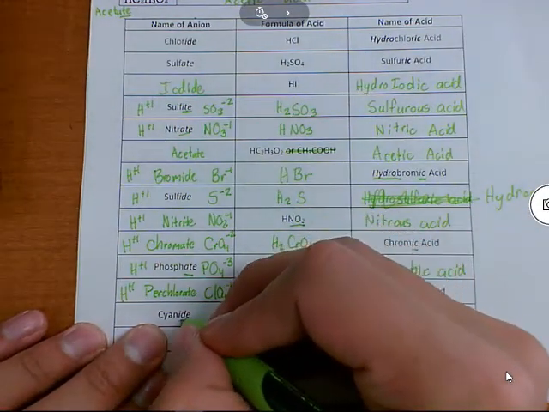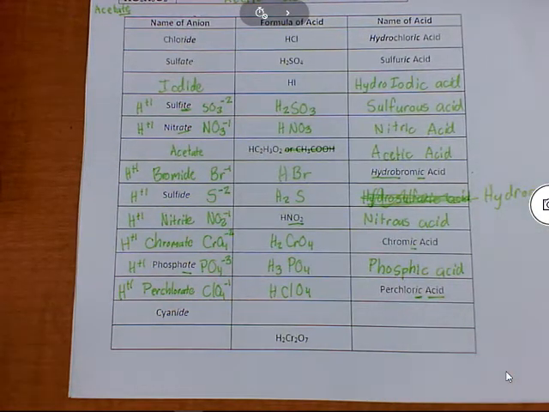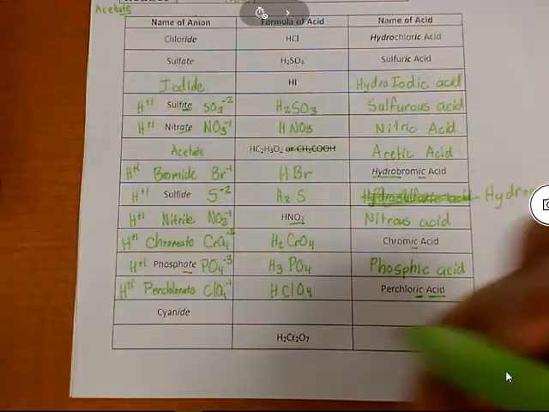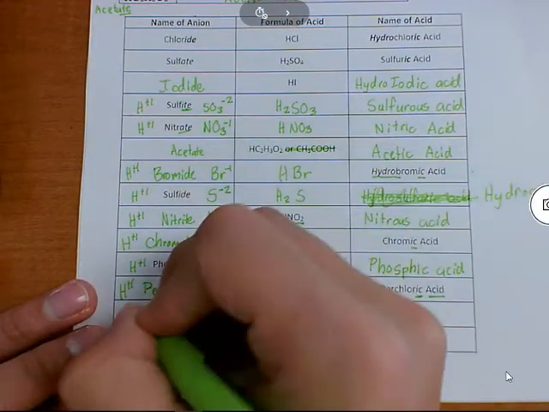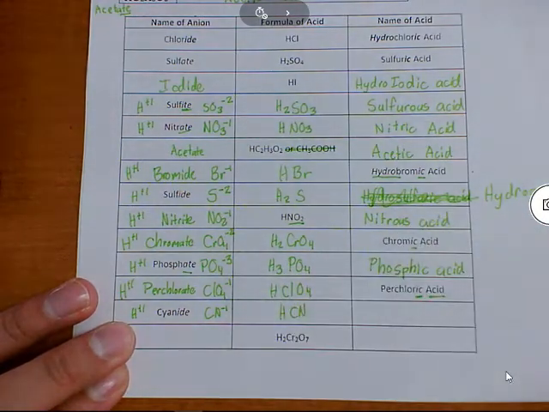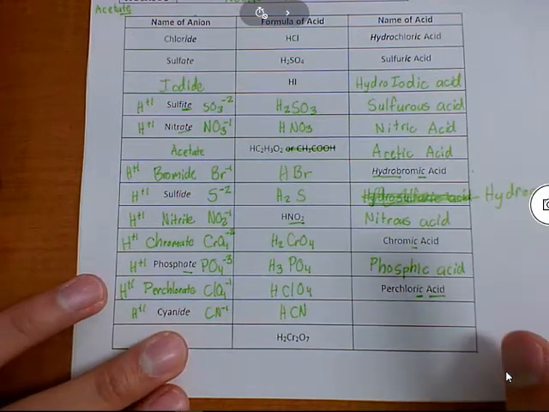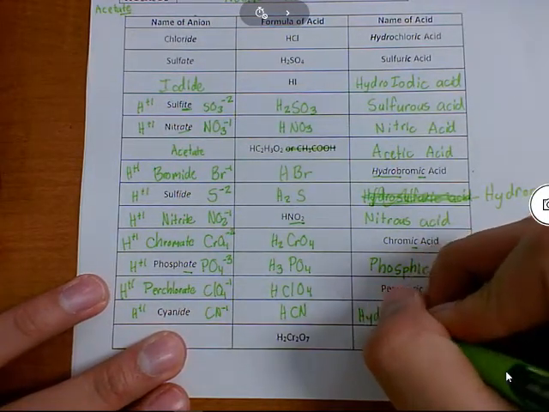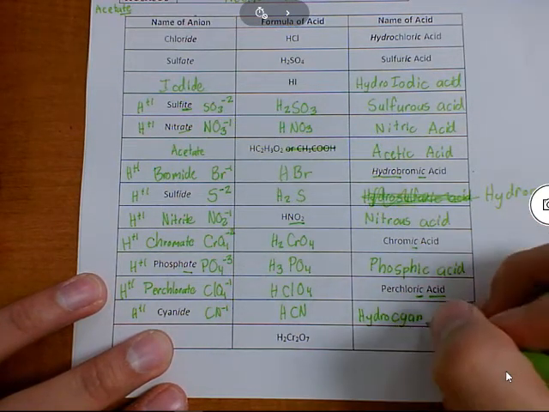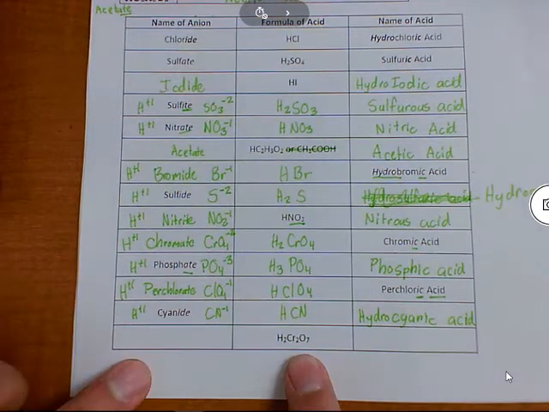Cyanide. Cyanide is not an element. You can't find that on the front of the periodic table. It is right there. CN, negative 1. Hydrogen is plus 1. Charges cancel out. HCN. To write the name of this one, it ends in IDE, so it's going to follow rule number 1. Hydro, cyan, and then we're going to put IC acid. There we go.